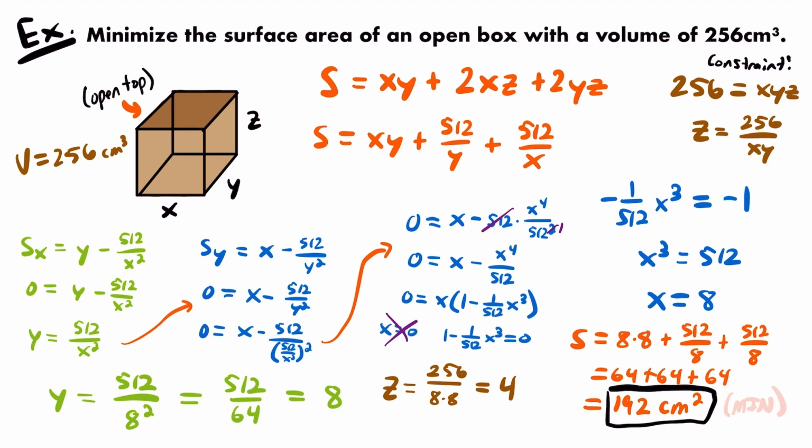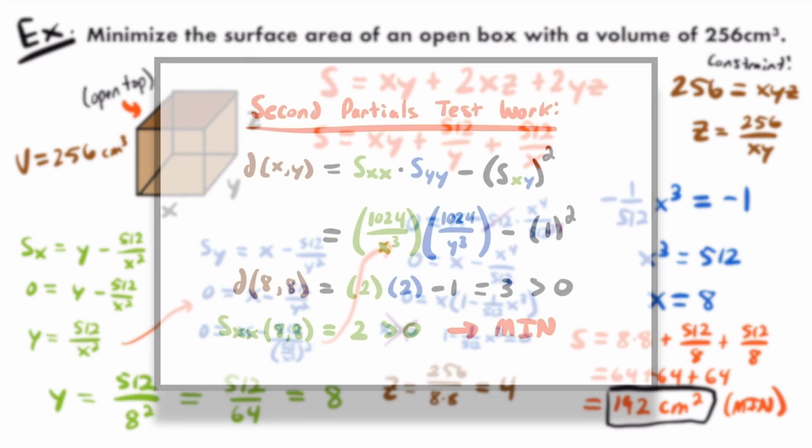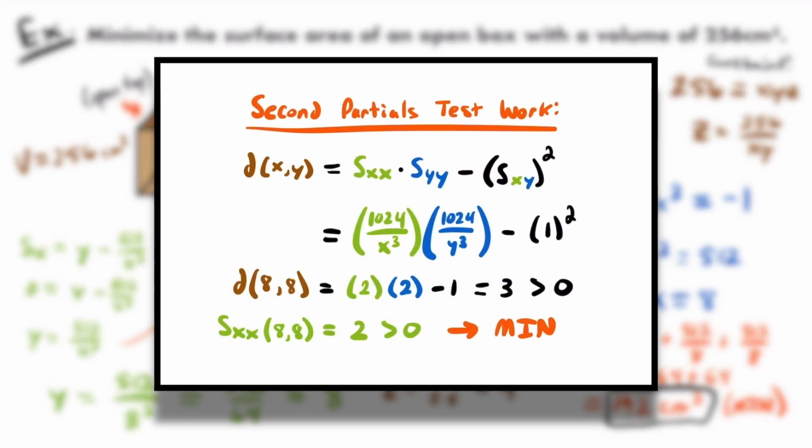cubic centimeters. Now, if you want to check that, you could use the second partials test. And so here's what that work would look like for this example. I'm not going to spend the time showing you all of these individual calculations for this video because I mainly want to focus on the optimization problems.